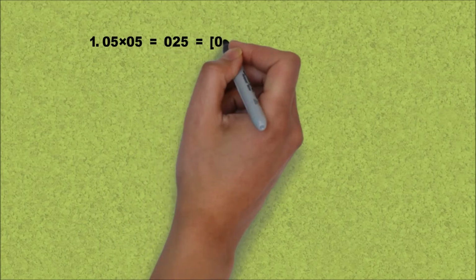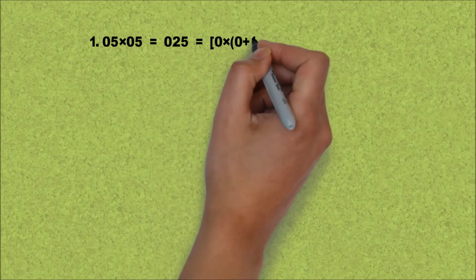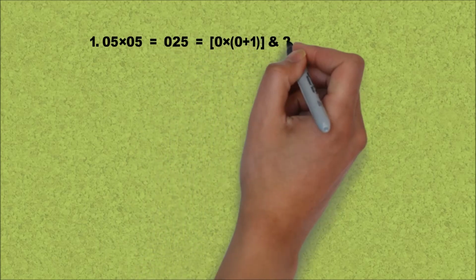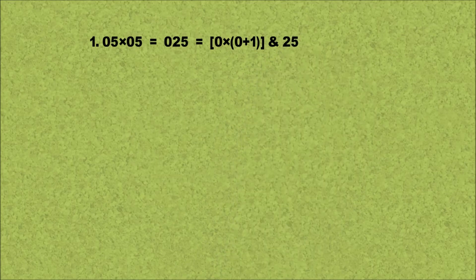But observe how I'm going to write 025 in a different way. I'm going to separate 0 and 25 and write 0 as 0 multiplied by 0 plus 1, which is essentially 0, and 25 as 25.